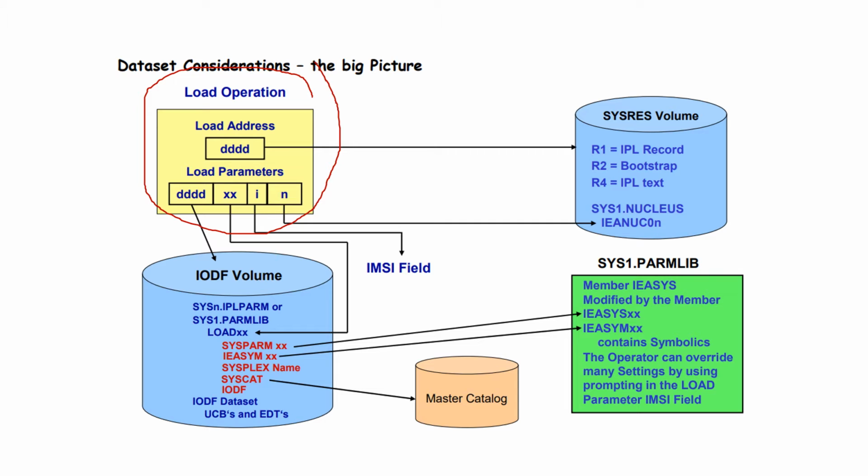Once the IPL is started, the bootstrap module is loaded into central storage at real address 0 and given control. The bootstrap module then reads the IPL control program IEAIPL00, or IPL text, and passes control to it.